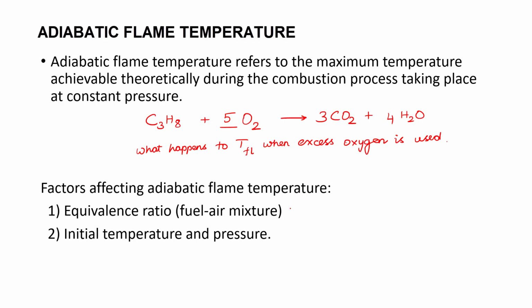The first one is equivalence ratio, which is the ratio of fuel to air, and the other factors are the initial temperature and the chamber pressure. In this question, it is asked to find the effect of excess oxygen on the adiabatic flame temperature, which in other words, we need to find the effect of equivalence ratio on adiabatic flame temperature.